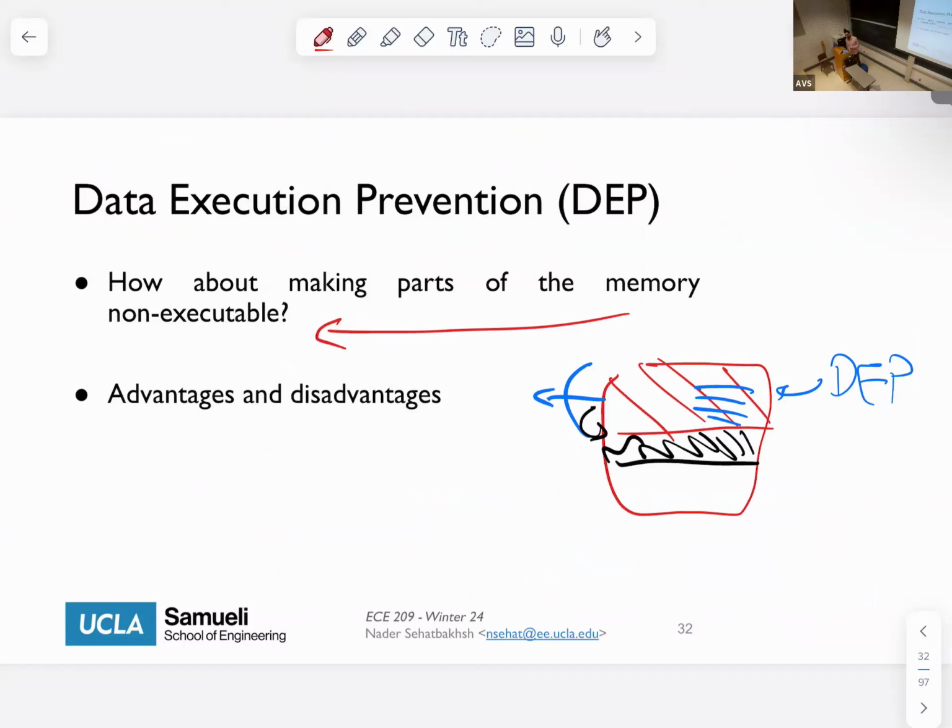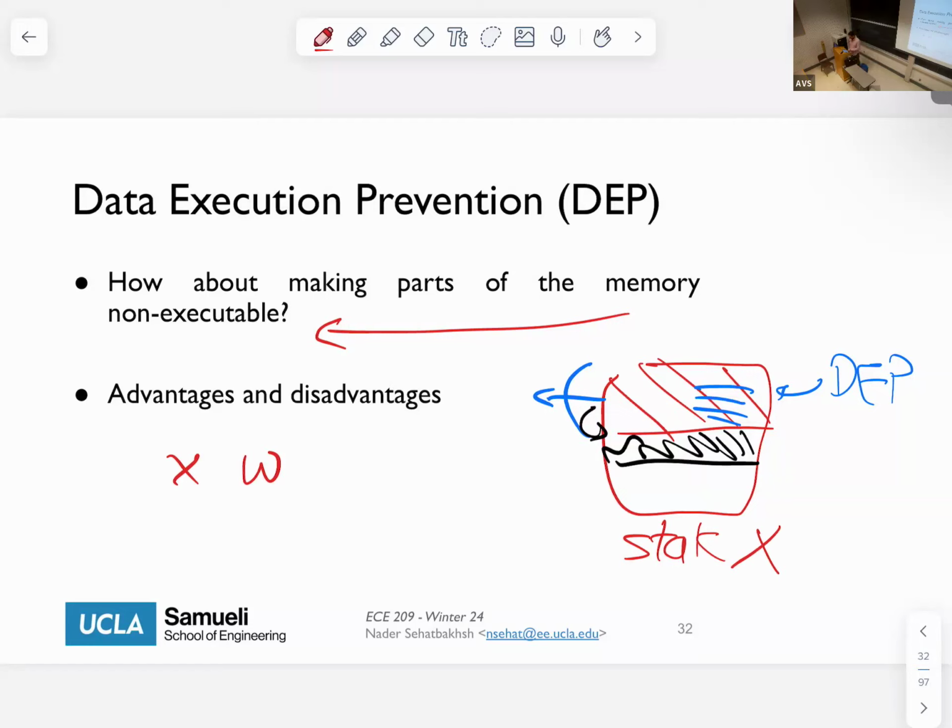The idea for this is that if somebody managed to inject something, even if they successfully inject things, if you make that part of the memory non-executable, then the code cannot be executed from there, right? So, for example, a common thing that we do is that we make the stack non-executable. And another thing that we usually do is make executable and writable exclusive, which means that if something is writable, it should not be executable. If it's executable, it should not be writable.